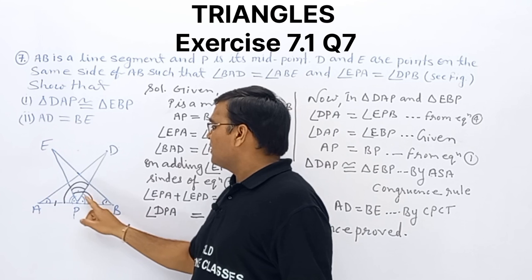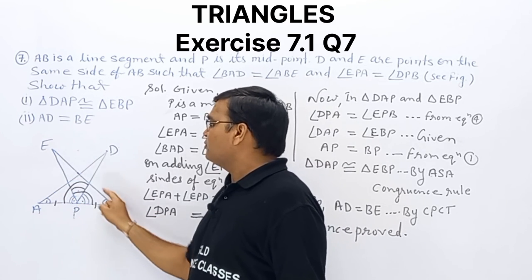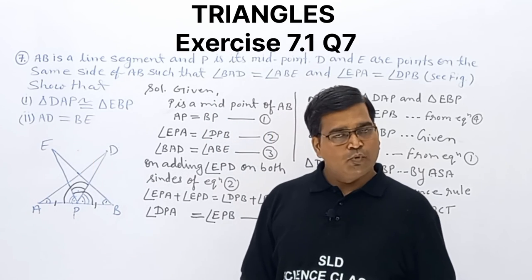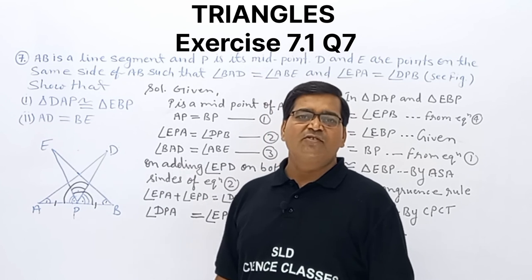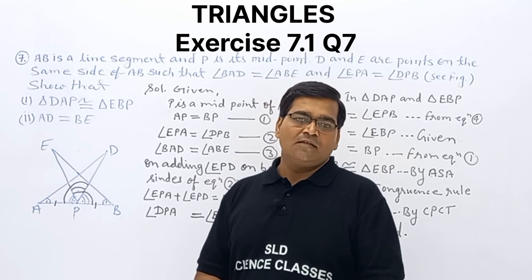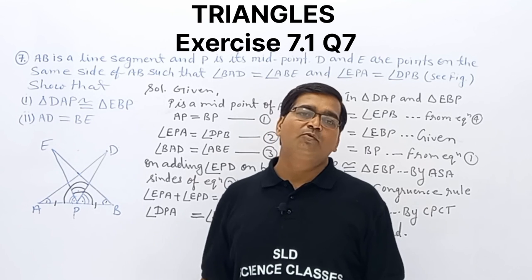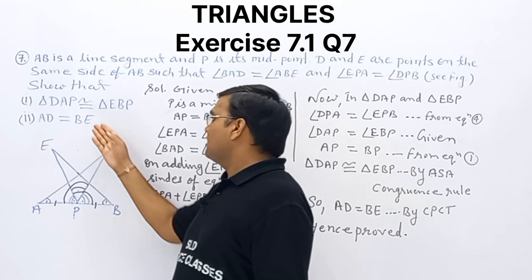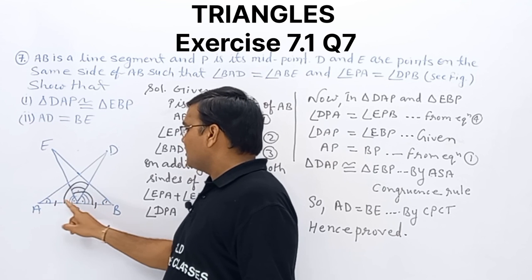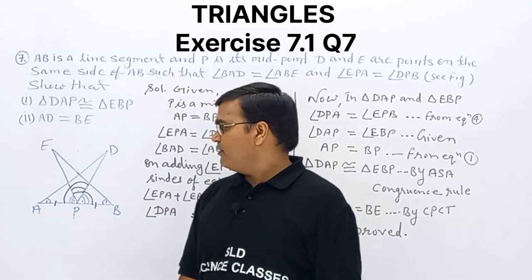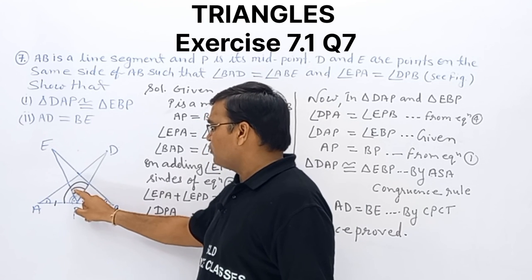Two things we have in the question: this angle equals this one, and this angle equals this one. Clear? We want to prove whether this triangle is congruent to this one. So we should prove a congruence rule, then we can say these two triangles are congruent. Once we prove this, the corresponding parts of these two triangles will be equal, then we can say AD equals BE. So this angle equals this one, this side equals this one. We want to equate this angle to this one.